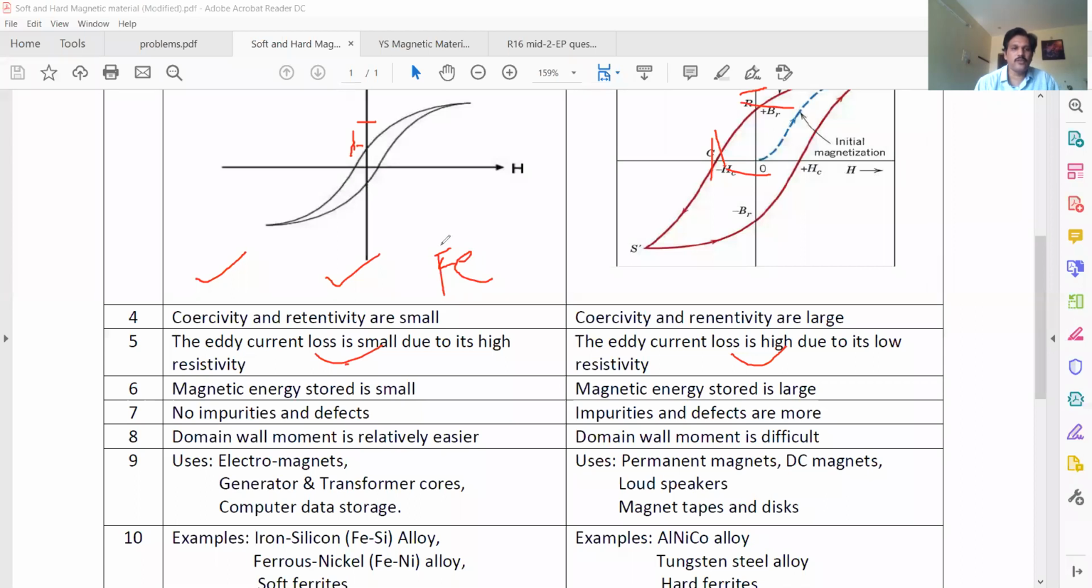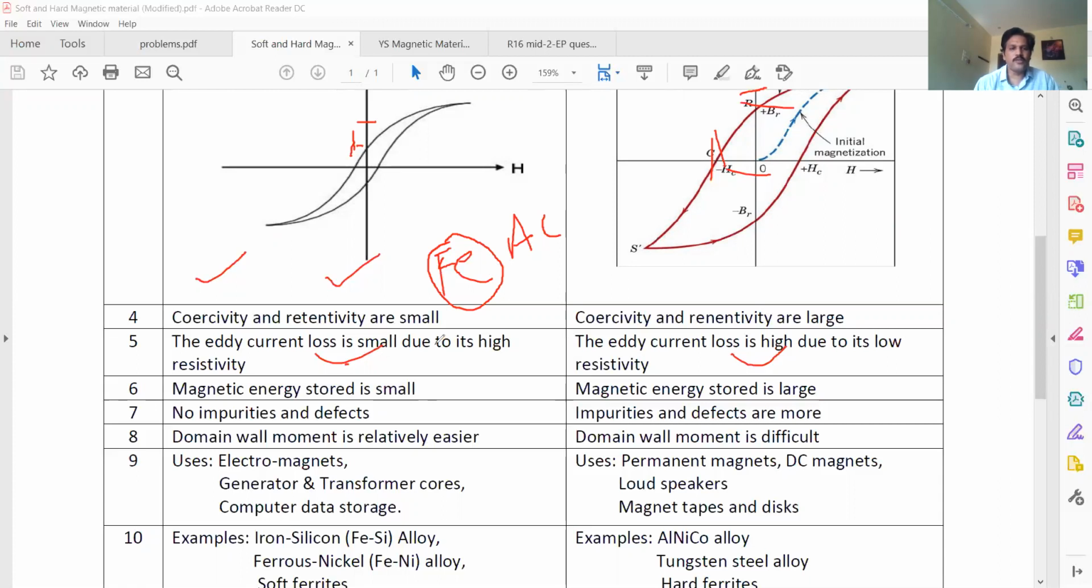How does this eddy current loss arise? You place iron, which is a metal and a good conductor of electricity, in an external alternating magnetic field. According to Lenz's law, an EMF is produced in this metal and it has its own magnetic field. That magnetic field opposes the applied magnetic field. That current we call eddy current. So the eddy current loss is small.